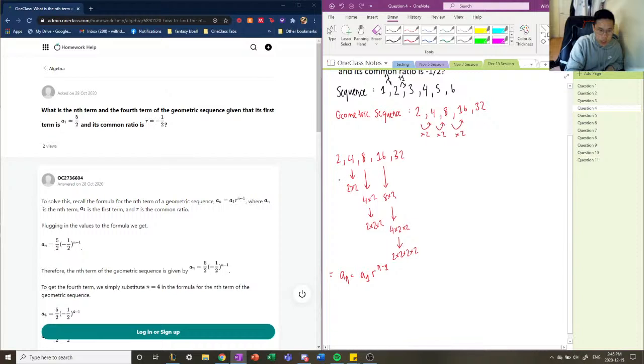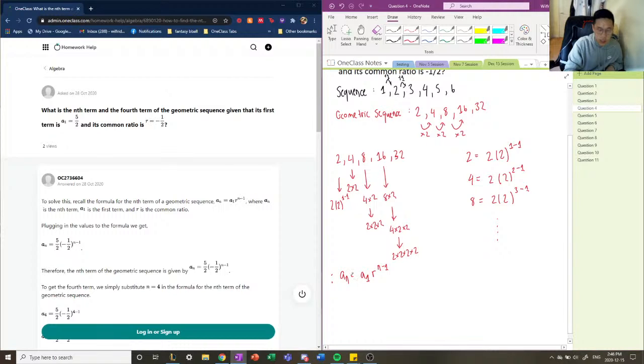So we see here that 2 is also equal to 2 times 2 to the power of 1 minus 1, which is just 0, so it's 2. Okay, let me rewrite it here. So 2 equals 2 times 2, which is the common ratio, to the power of 1 minus 1, which is equal to 0, so that equals 2. 4 is equal to 2 times 2 to the power of 2 minus 1. 8 is 2 times 2 to the power of 3 minus 1, and so on and so forth, right? So this is the general formula for our geometric sequence, right?